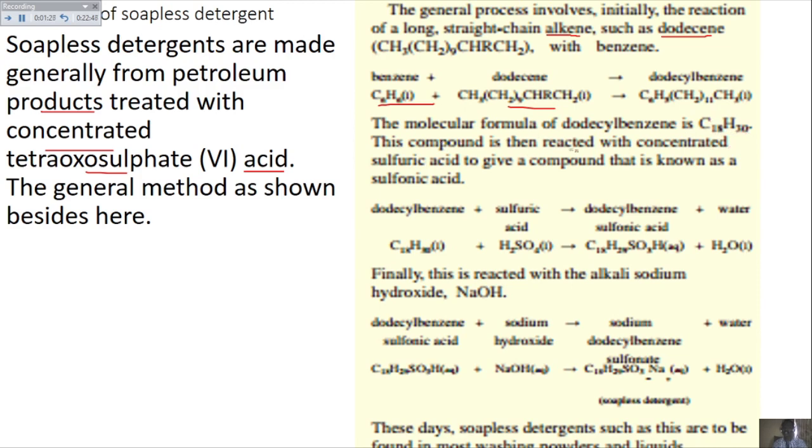This compound is then reacted with concentrated sulfuric acid to give a compound that is known as sulfonic acid. C18H30 plus tetraoxosulphate(VI) acid forms dodecyl benzene sulfonic acid with water. Finally, it is reacted with sodium hydroxide. When it is reacted with sodium hydroxide, what happens?